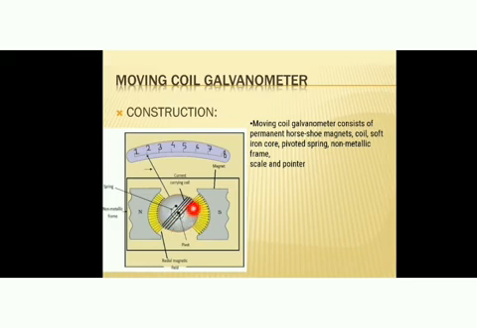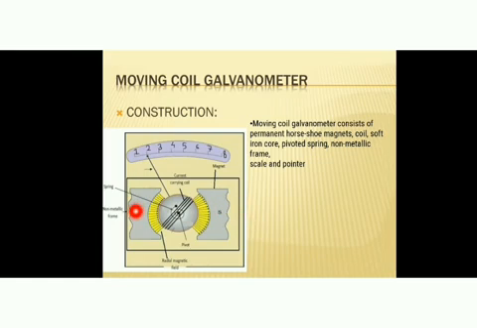A galvanometer consists of a rectangular coil. So this is our rectangular coil. This rectangular coil is made up of many turns. It's not a single turn coil. It consists of many turns. This rectangular coil is placed between the pole pieces of a horseshoe magnet. It's a permanent horseshoe magnet.